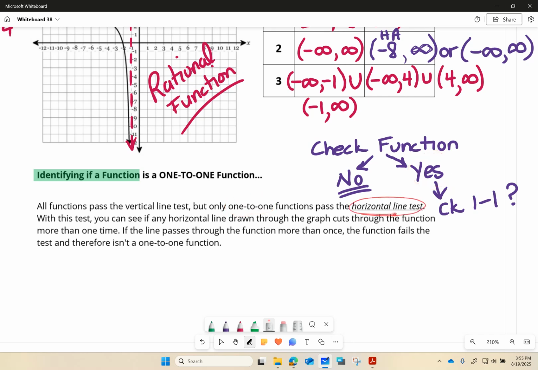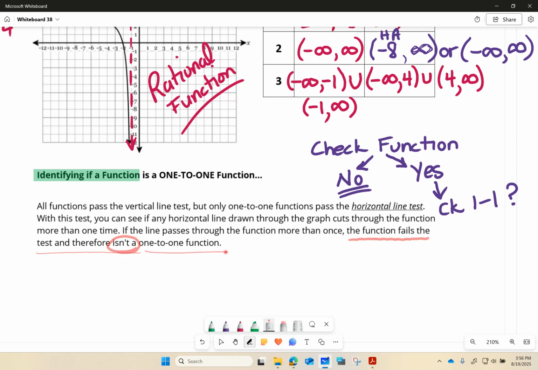The horizontal line test works exactly like the vertical line test. Here it says, with this test, you can see if a horizontal line drawn through a graph cuts through the function more than one time. If the line passes through the function more than once, remember, you're only doing it with functions, that means the function fails the test and is not one-to-one.